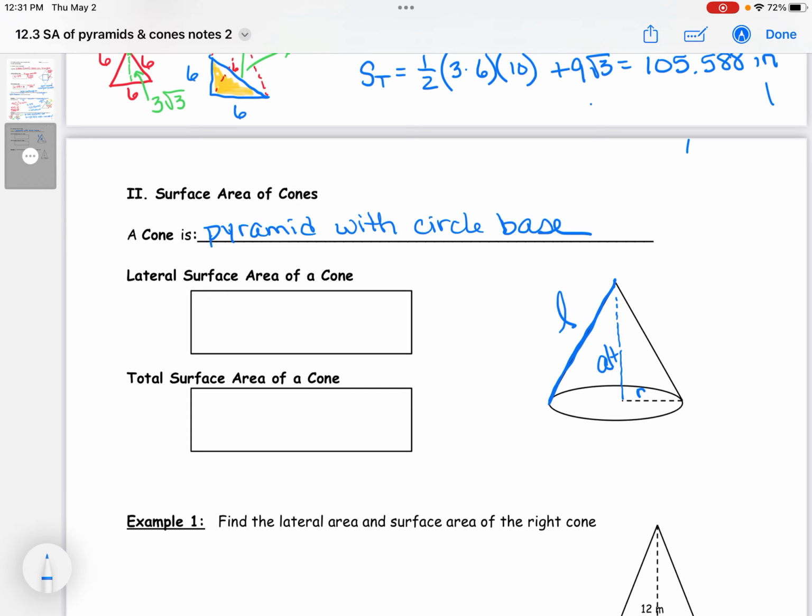So lateral surface area is 1/2, and then the perimeter is 2 pi r times the slant height. So what happens is these guys cancel out, so you can just write pi r l. Makes it slightly easier. So total surface area is going to be pi r l plus pi r squared. It's the area of the base.